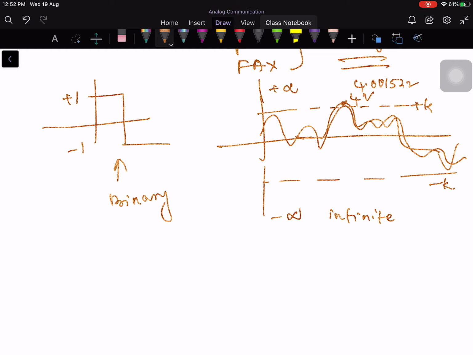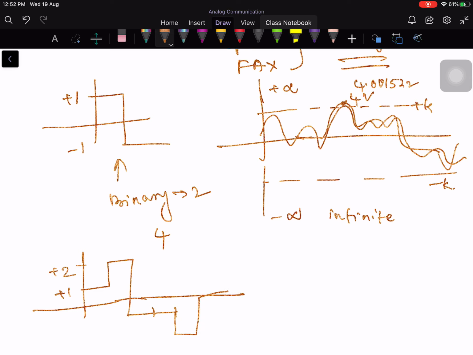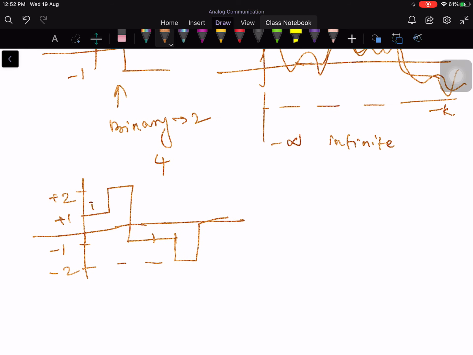But here it takes only binary values. Binary means it is 2. It could be 4 also. A 4 level signal also I can transmit, like 2 level, one more level. Let's say this is +1, +2, then -1, and -2. So how many levels are there? First level, second level, third level, and 4 level signals are there. This will come in digital communication. There we will study in detail. So just for the sake of completeness, I am giving this one here.